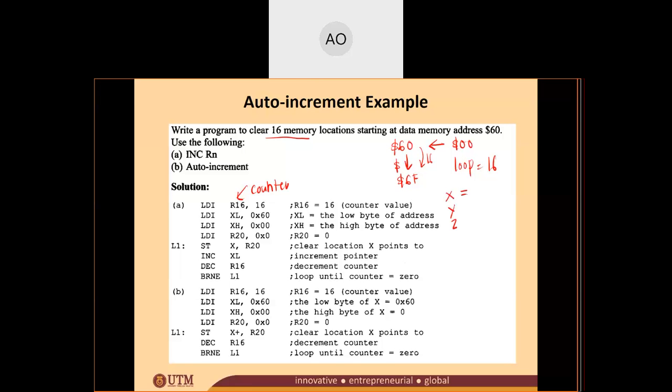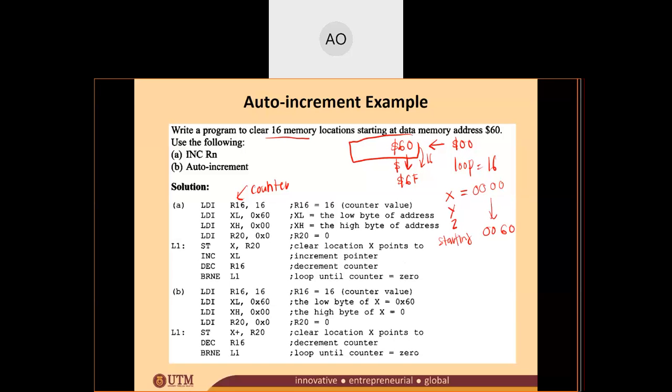Since our pointer register X has the default value 0000, now you need to make sure that X points to the starting address, which is 0060. Okay, so this is your starting address. So how to do that?